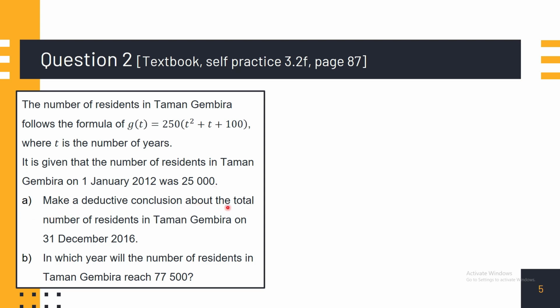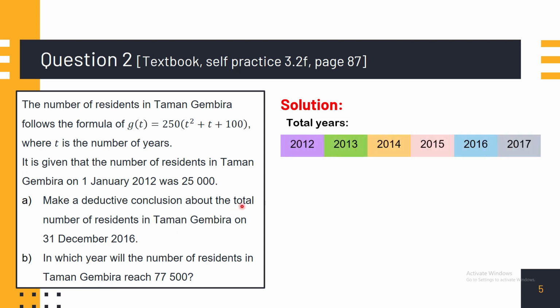Question A. Make a deductive conclusion about the total number of residents in Taman Gembira on 31st December 2016. For the solution, we must calculate the total years to find the number of residents on 31 December 2016. We arrange the years like this. Start from 2012, until 2016, until the end of 2016.